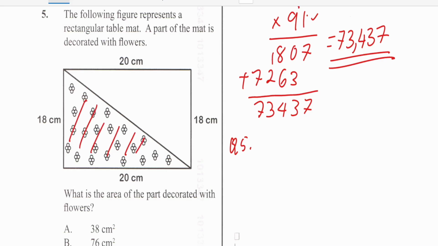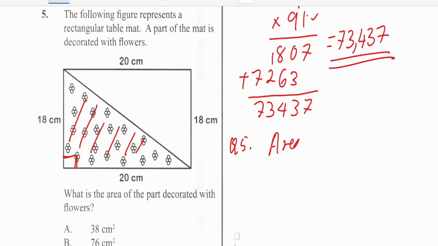Now, numerous students will have done this way, and they will have searched for the area of the rectangle, which is very wrong. You're just supposed to search for the area which is shaded, or the area which the flowers are in, which is a right angle triangle. So basically, you want to use length times width.